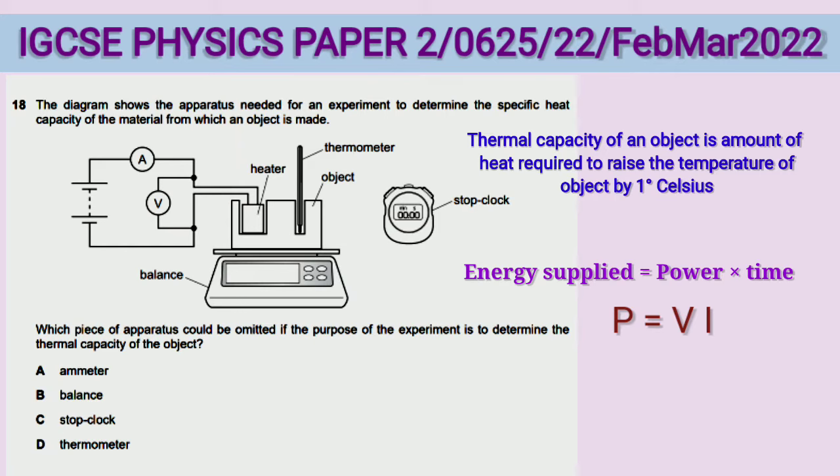So what we don't need is balance. We don't need mass. So correct answer here is option B, balance.